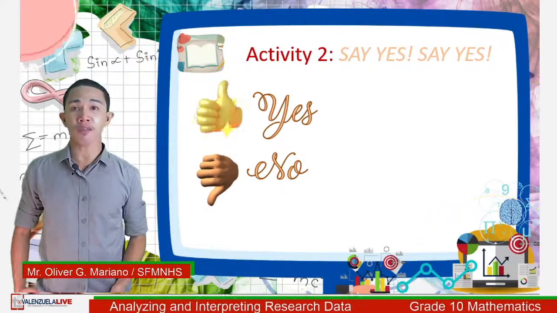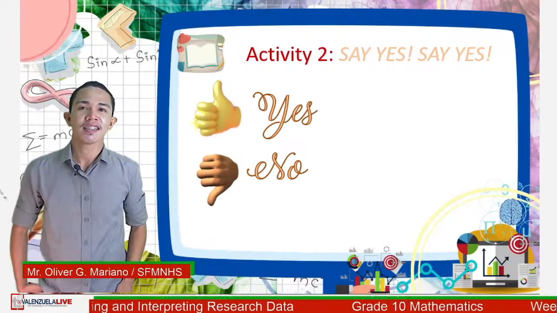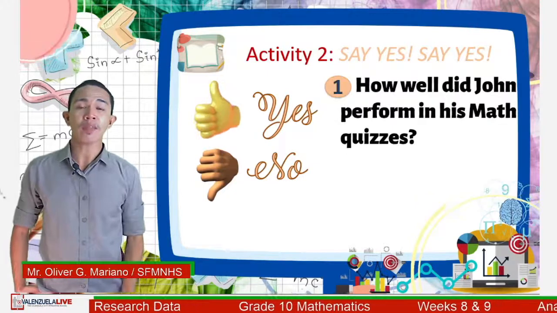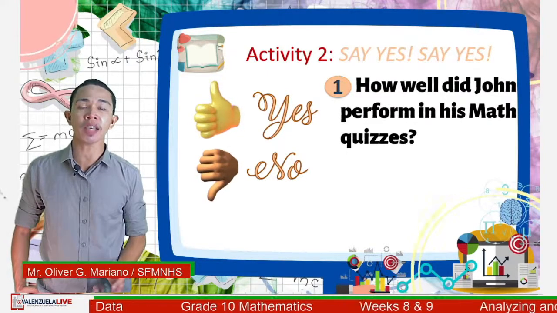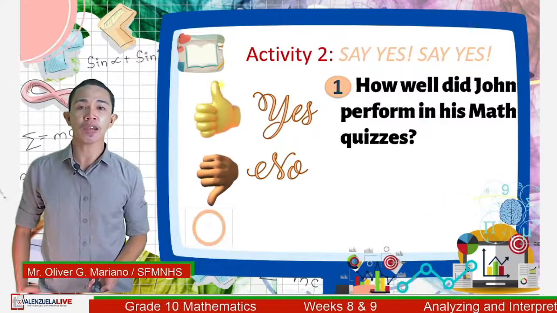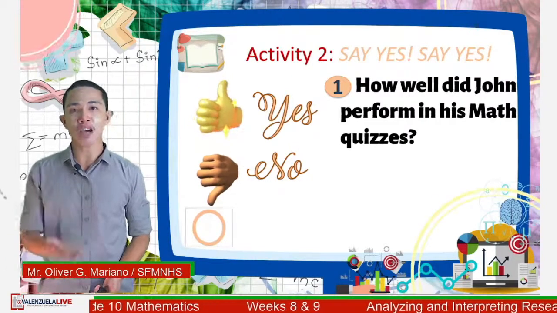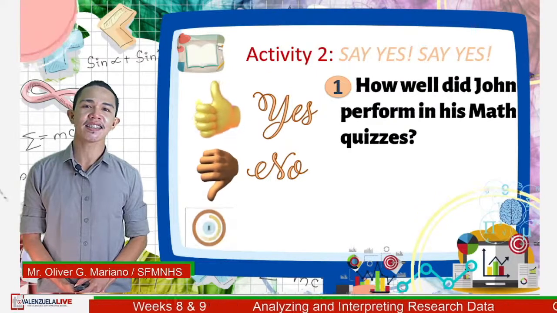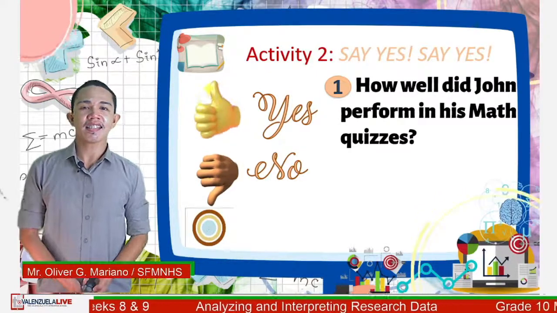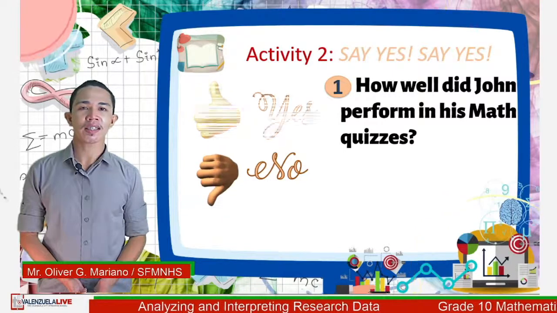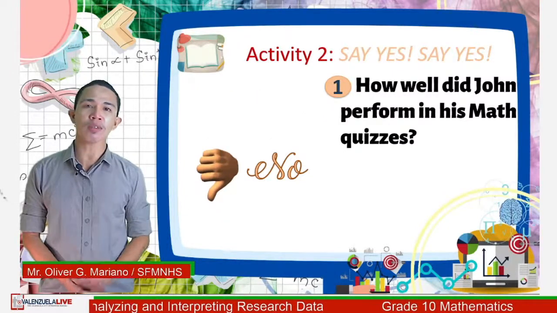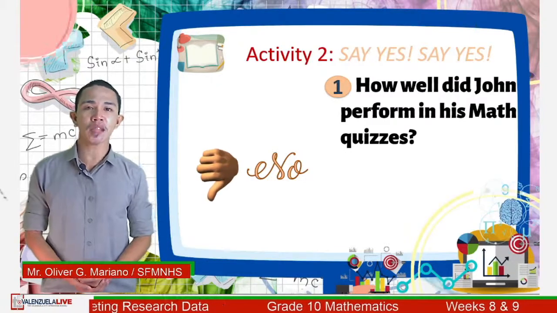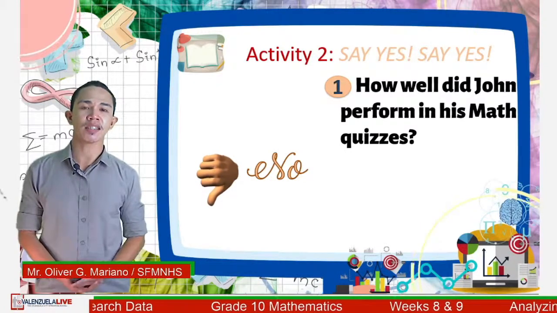Are you ready for the first one? All right, so here it is. Number 1, how well did John perform in his math quizzes? Your 5 seconds starts now. Time's up. We are saying no to this question. It cannot be answered using measures of possession.